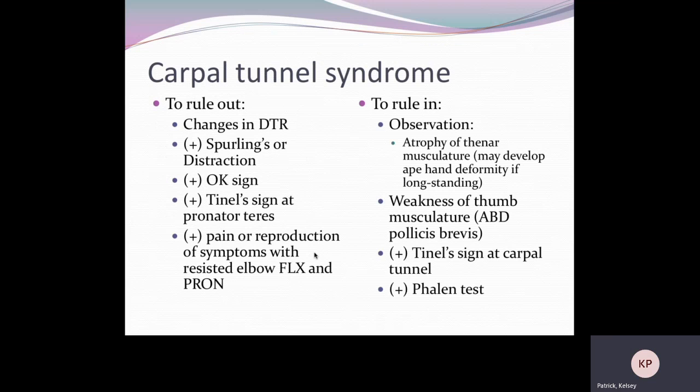To rule out carpal tunnel syndrome, the first two bullets are more indicative of cervical spine referral. Positive OK sign is more indicative of anterior interosseous nerve syndrome. Positive Tinel's at the pronator teres or pain and reproduction of symptoms with resisted pronator teres contraction is more indicative of pronator syndrome. To rule in carpal tunnel syndrome, typically you will see atrophy of the thenar musculature, and you may even see the ape hand deformity that we previously discussed if it is long-standing. You will see weakness of resisted thumb abduction and positive Tinel's sign at the carpal tunnel.